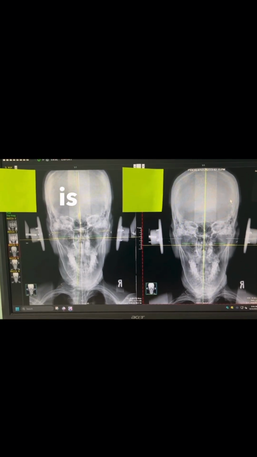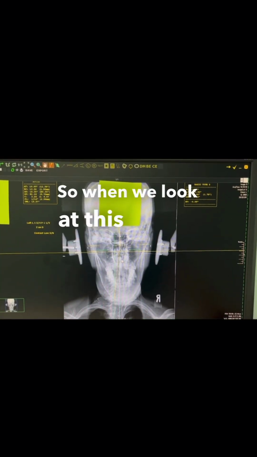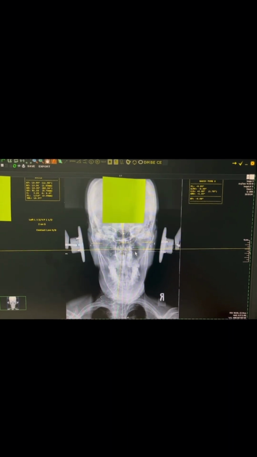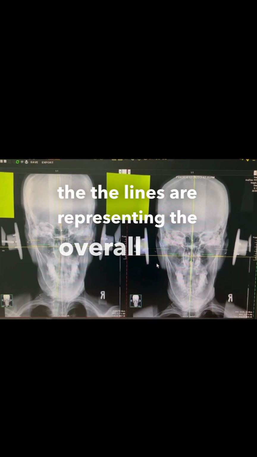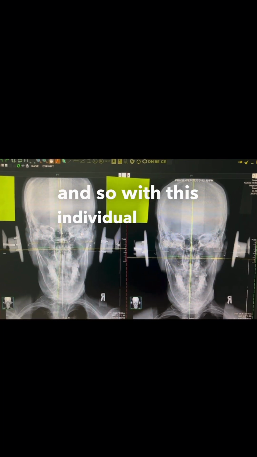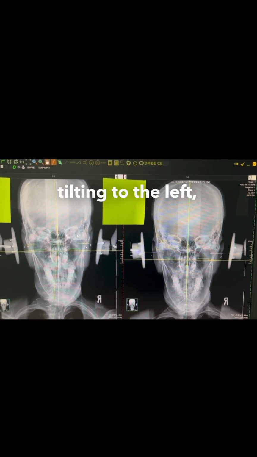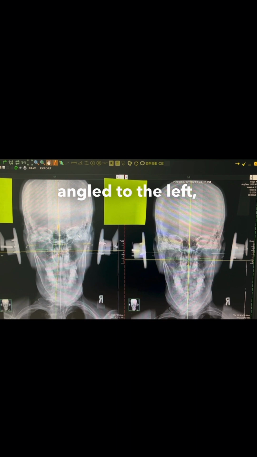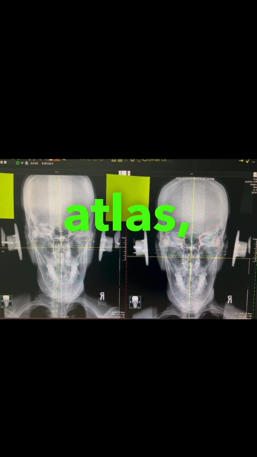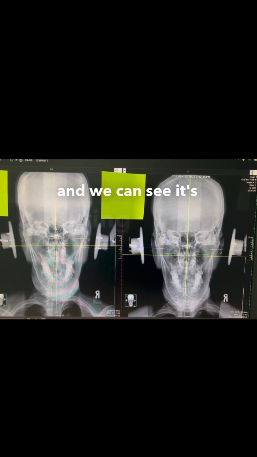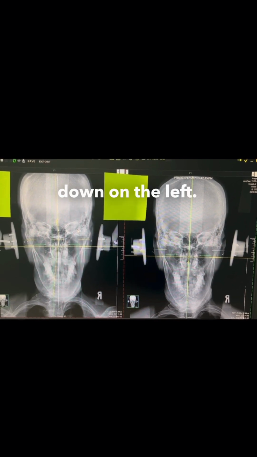So here are the x-rays, and what we're looking at on the left side of the screen is the pre-picture. When we look at this image, we can see the lines are representing overall misalignment. With this individual, we can see the head's tilting to the left, the neck's angled to the left. That line going across the center screen is their atlas, the first bone in the neck. And we can see it's tilting up on the right, down on the left.